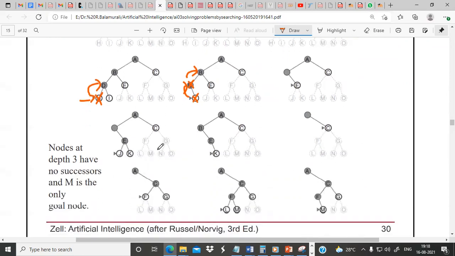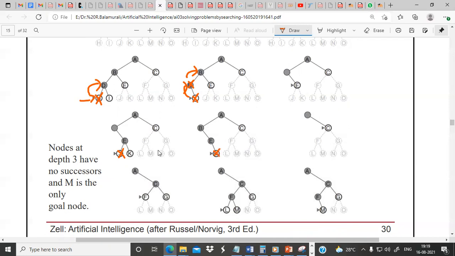When you expand E, you get J and K. Again, check whether J is the goal state or not. No, J is not the goal state. As J is not the goal state and J is a leaf node, remove J and go to E. Does E have another child? Yes, K. Check whether K is the goal state or not. K is not the goal state and K is a leaf node. So remove K and go to E.